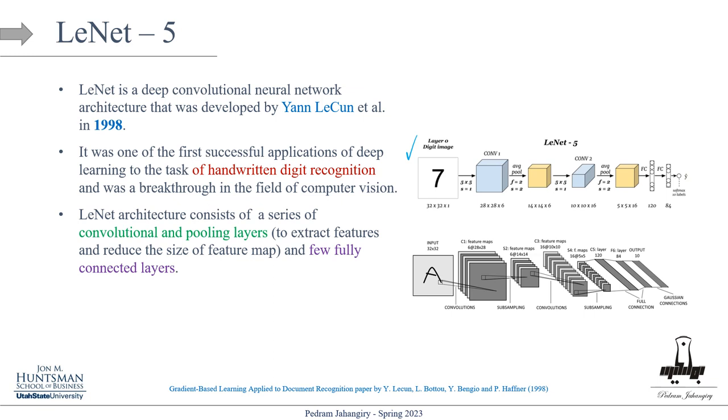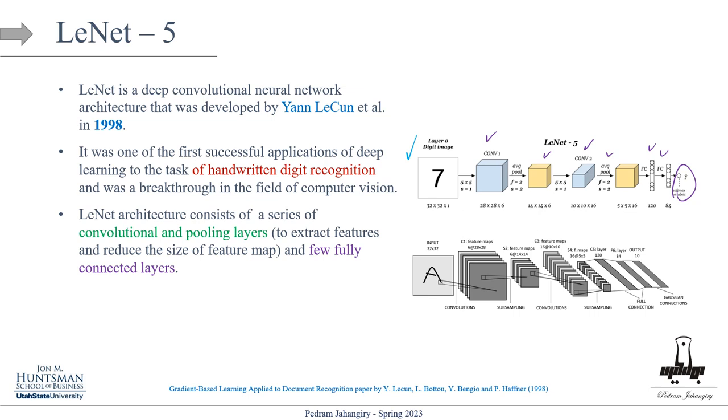Remember, you see the patterns are repeating, right? So we have conv and pooling to just extract features and reduce the size of the feature map. And then it's going to be followed up by a bunch of fully connected layers, right? So, conv, pooling, and then a couple of fully connected layers, and then we have added the softmax.